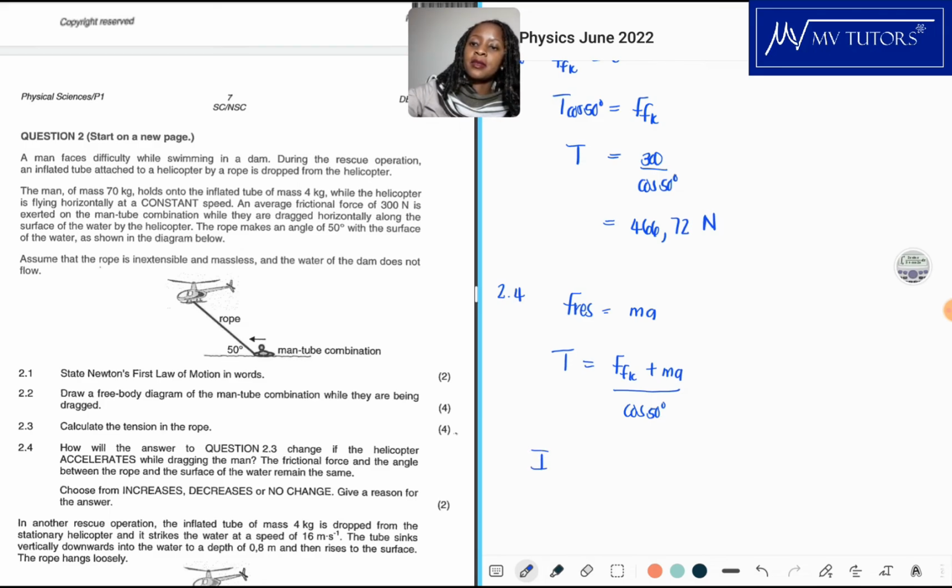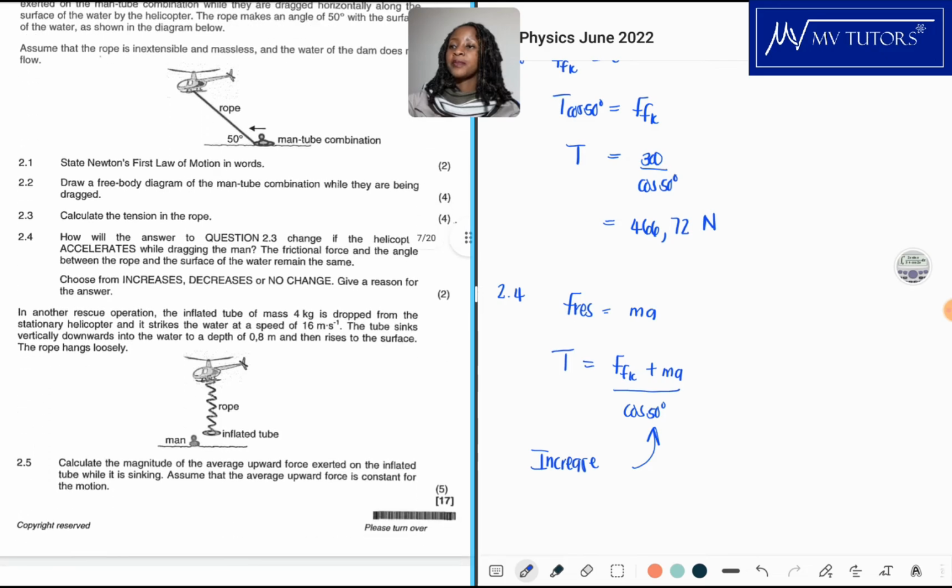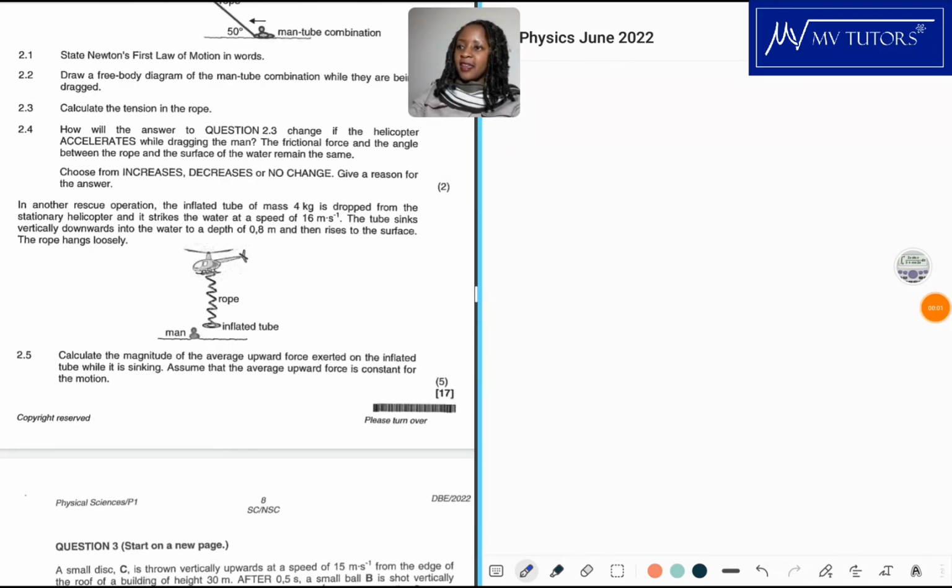And if they ask why, this is why. We just showed using a formula and an equation. We don't really need values. We can see that the force of friction added to the mass and the acceleration will result in this value increasing. The tension in the rope will increase. Okay, and that's 2.4. All right, and then last question, 2.5.